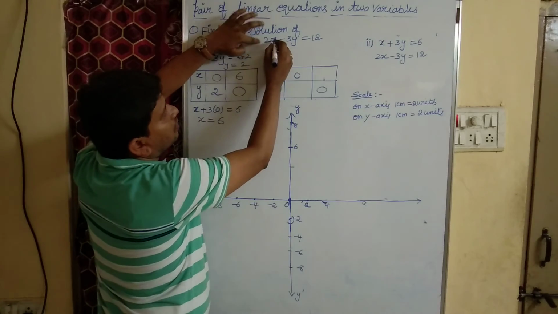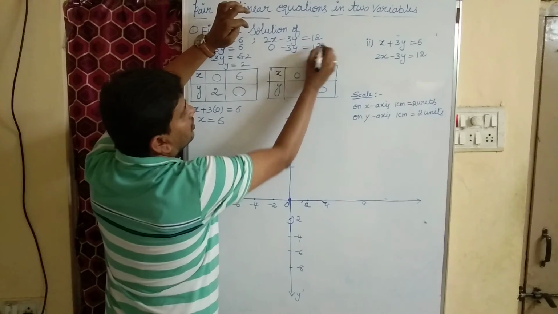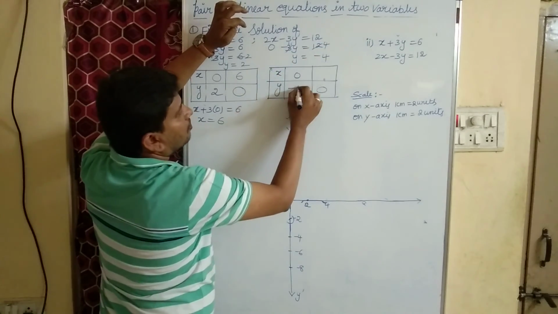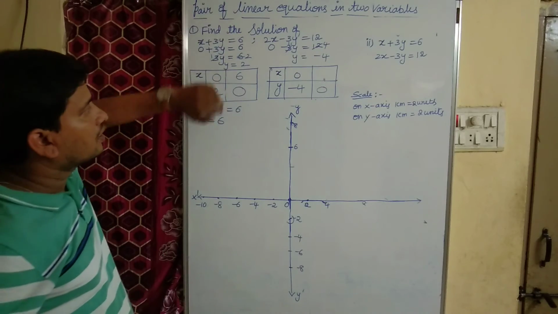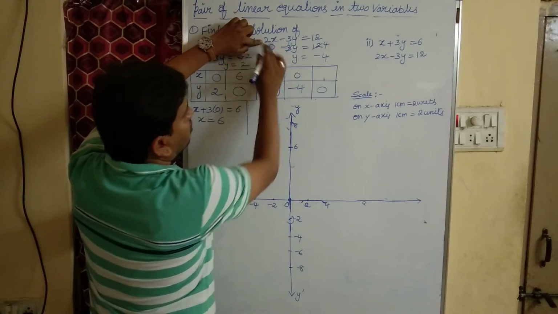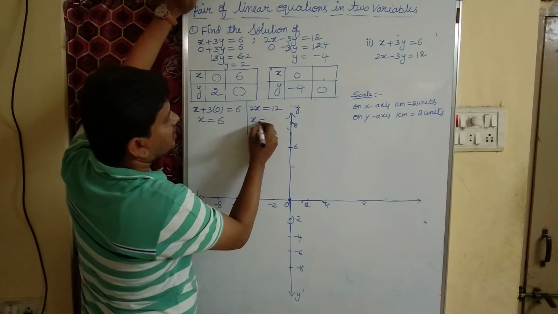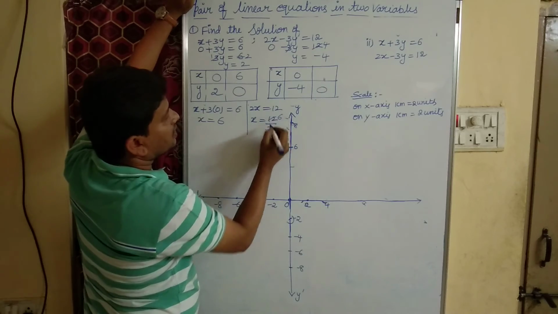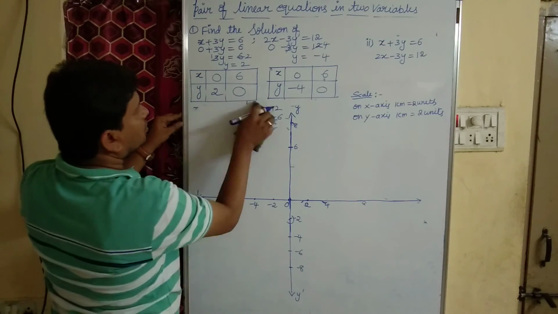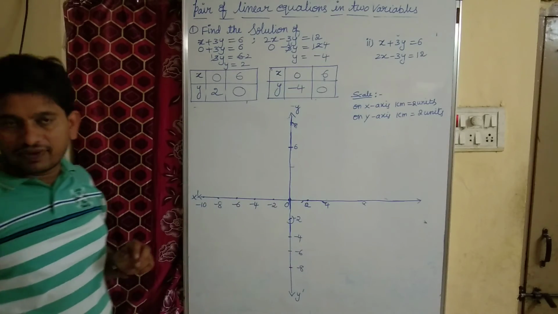If you take x value 0, this term will become 0. -3y = 12. 3 fours are 12. So the value of y is -4. Right? Now if you take y value 0, the term 2x, with the other term becoming 0, equals 12. x = 12 by 2, which is 6. So what did we get? When x = 0, the y value is -4. When y = 0, the x value is 6.